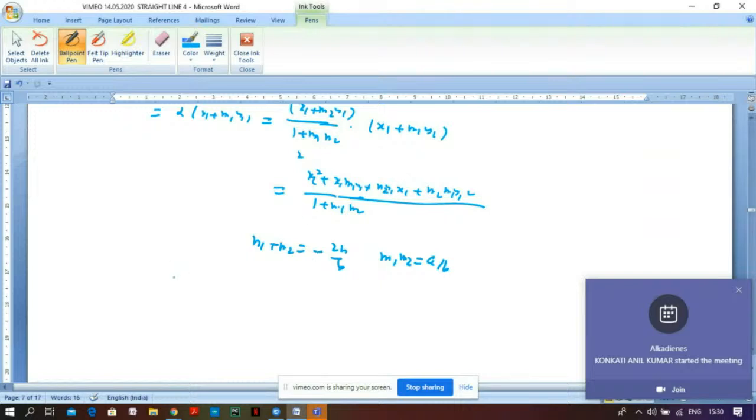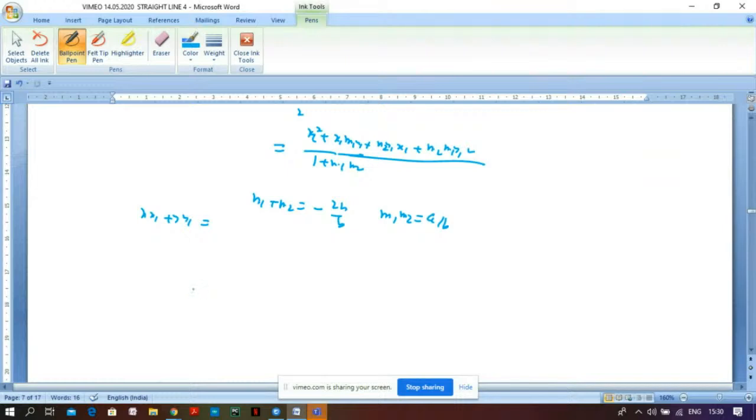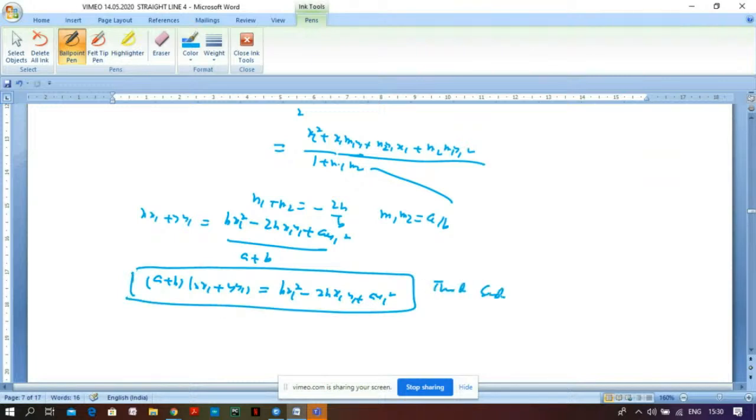If you do this, then we will end up with x1 x plus y1 y equals the number (b x1 squared minus 2h x1 y1 plus a y1 squared) over (a plus b), because 1 plus m1 m2 will give you (a plus b) over b. And so I can write (a plus b) times (x1 x plus y1 y) equals b x1 squared minus 2h x1 y1 plus a y1 squared. That's my equation of the third side.